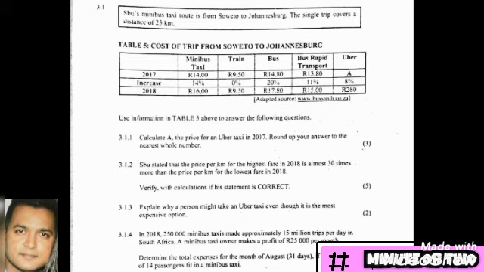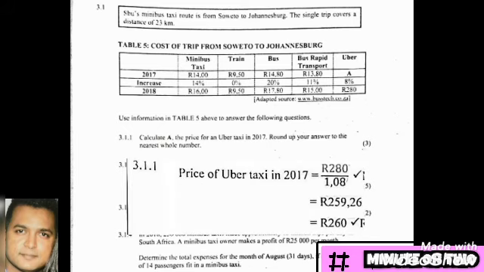Round up your answer to the nearest whole number. By the information given, you can see that you need to work backwards, because the 2018 amount given for the Uber is 280, but this already has the increase in it. So all we need to do is take out the percentage increase from that 280. Using the same principle that we've done with VAT, when we take out VAT, we generally say 100 over 115. In this case, we have 8%. So in order to remove the 8%, we say 100 over 108% times the amount, which is 280. Multiplying this through, we get the answer of 259 Rand and 26 cents.